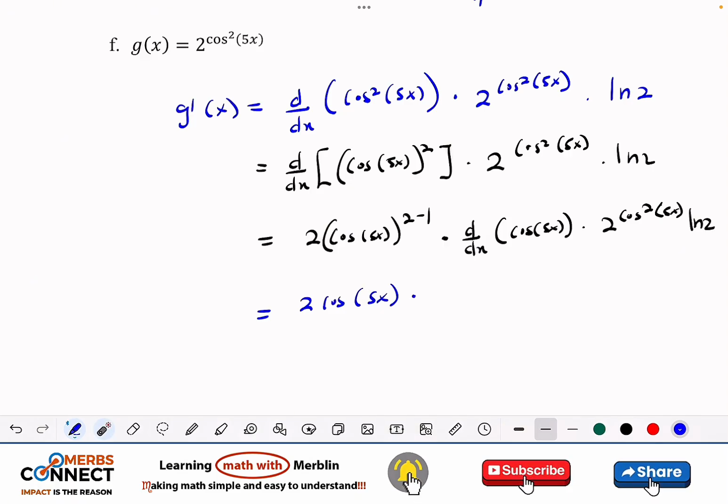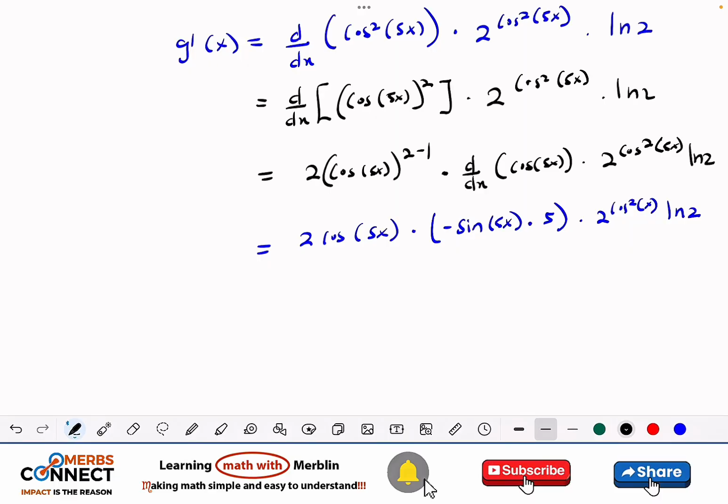Now when I differentiate cos, this one is also chain rule again. So first the derivative will hit the cos. When I differentiate cos, what am I going to get? I'm going to have minus sine 5x times, then I differentiate what is inside the bracket. I'm going to have 5, then times cos squared x natural log of 2.